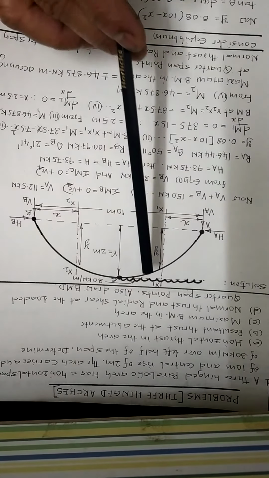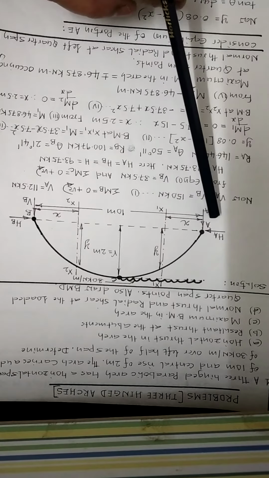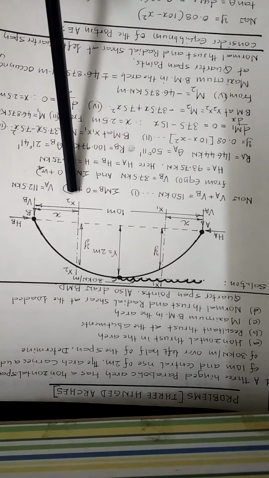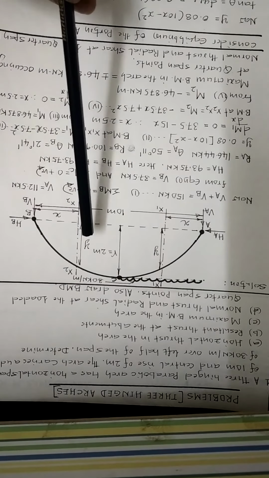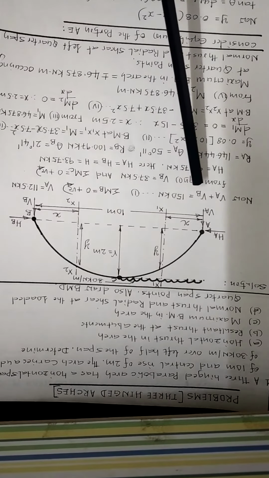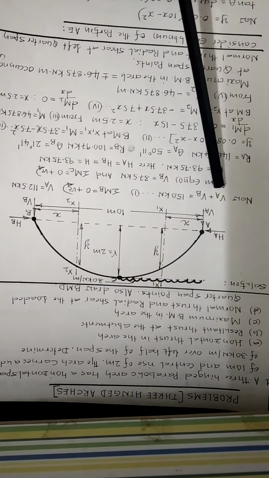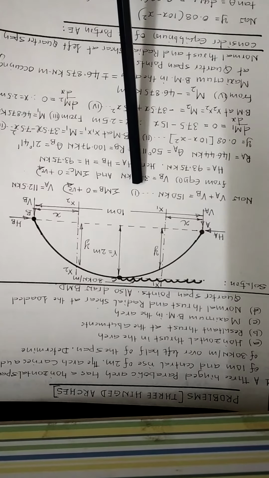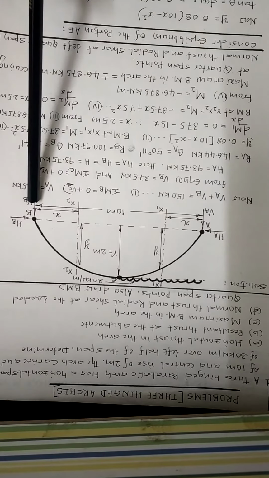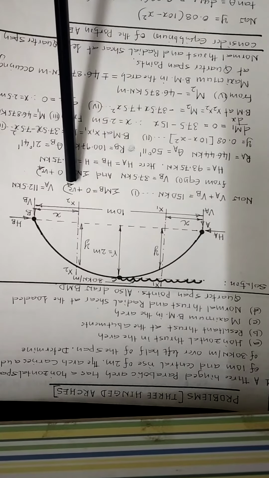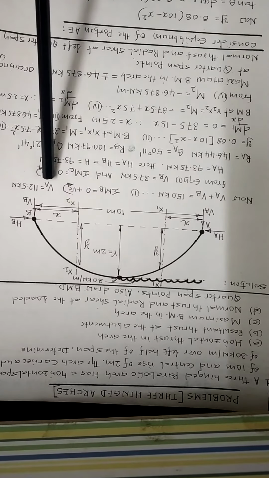Let us assume the section x1 at a distance x from A, call the ordinate at that point as y. Assume the section x2 at a distance x from B, call the ordinate at that point as y. Now use the equations of equilibrium. Sigma V is equal to 0, that is VA plus VB is equal to 150 kN, call that as equation number 1. Now writing the equation of moment about the point B, sigma MB is equal to 0, treating clockwise moment as positive. Evaluate the value of VA.